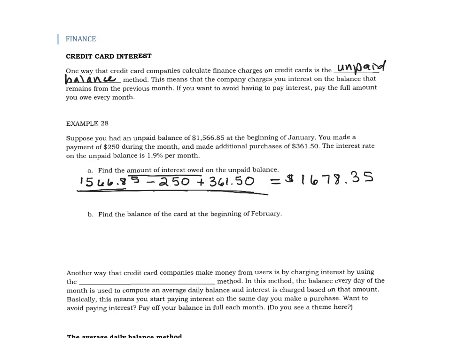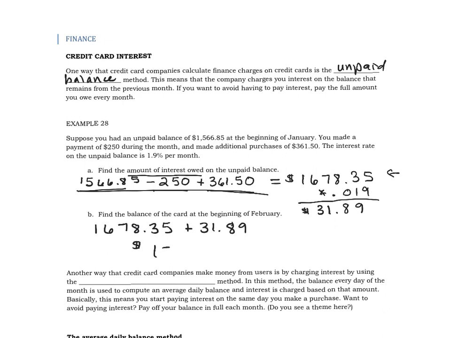We need to calculate the amount of interest owed by multiplying this amount right here by our interest rate for that month. And I get $31.89. So the balance at the beginning of February is going to be your previous balance, after your payment and purchases, plus the amount of interest that we calculated in Part A. To get us a total of $1,710.24.